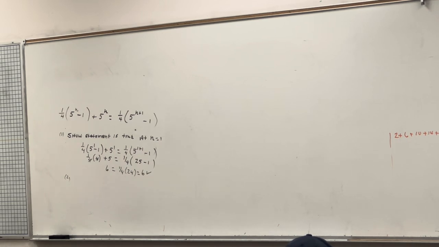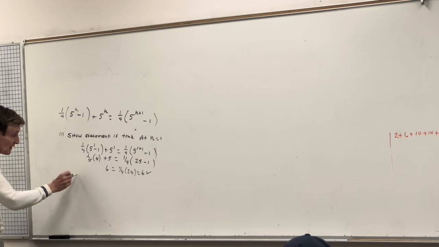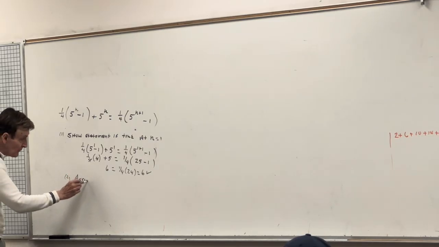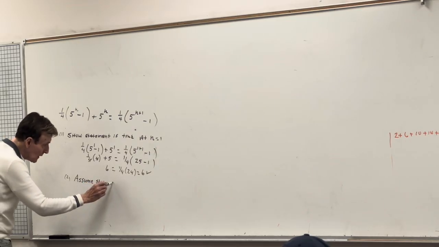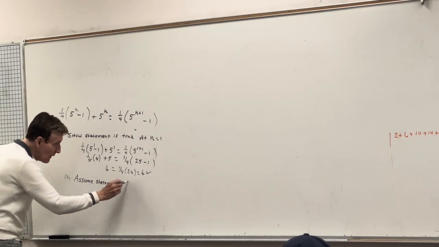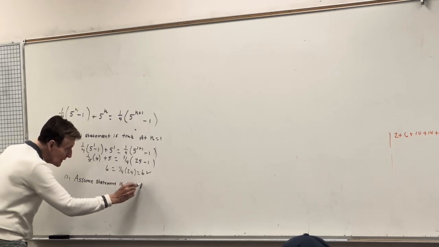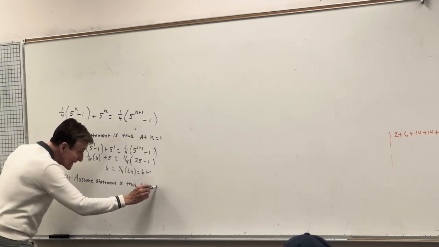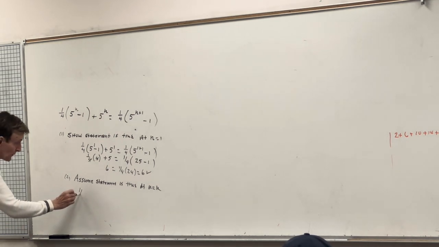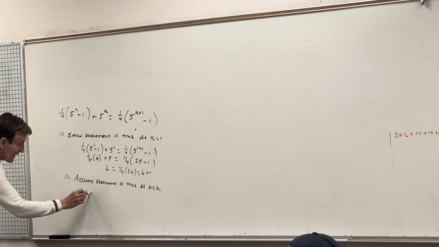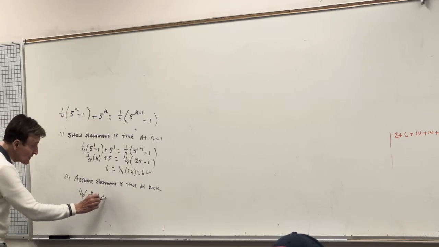Now, can someone tell me, what would step two look like? Show the statement is true. Now, assume the statement is true up to a certain point, and we're going to identify that certain point as k. You just write down saying that. Write the statement down, but put a k in there. Okay, so it looks like this. 1/4 times 5 raised to the k, subtract 1, plus 5 raised to the k.